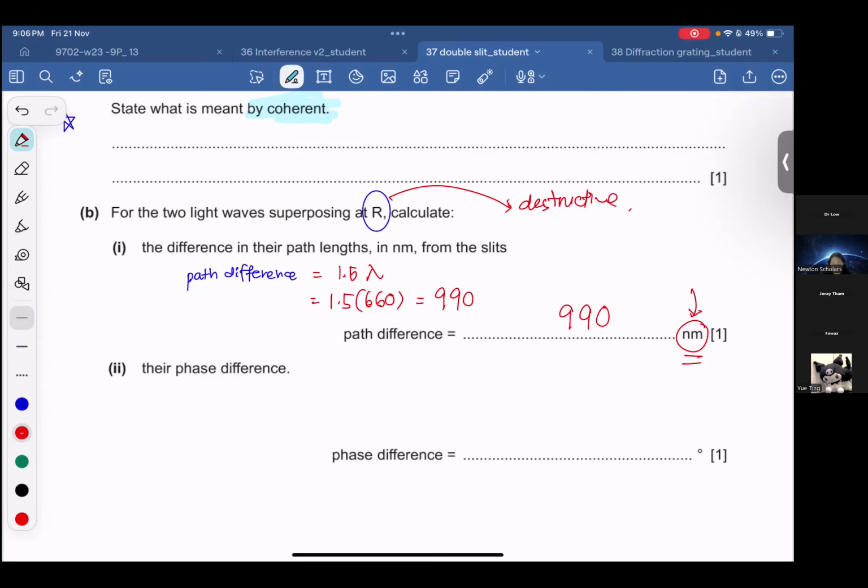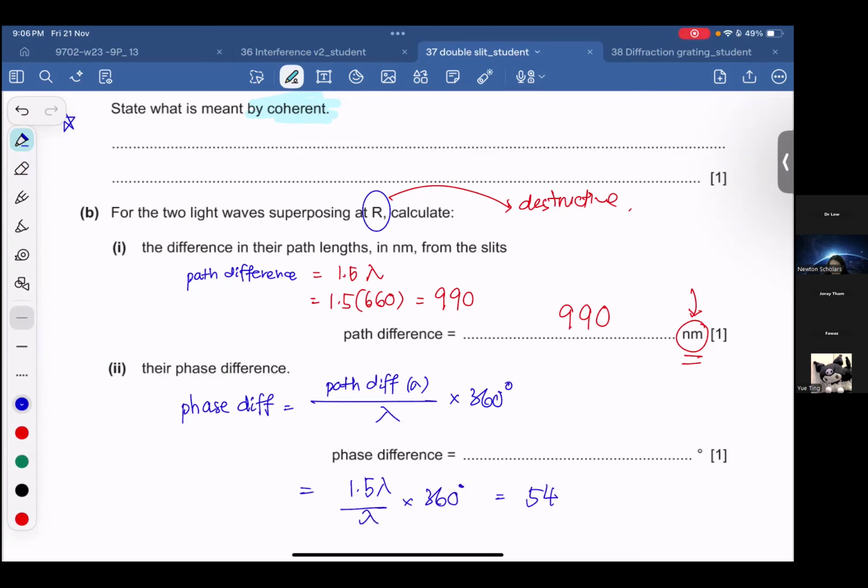Okay, good job. Phase difference. Path difference and phase difference are different. Phase difference is in degrees. Phase difference, as I told you, is path difference in terms of wavelength, divided by wavelength, times 360 degrees. What is the path difference at point R? 1.5 wavelength. So 1.5 wavelength divided by wavelength times 360 degrees. So the answer will be 540 degrees.